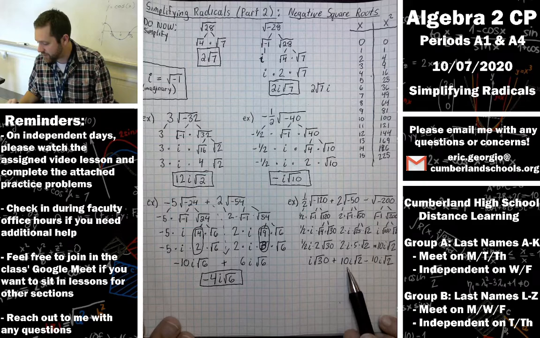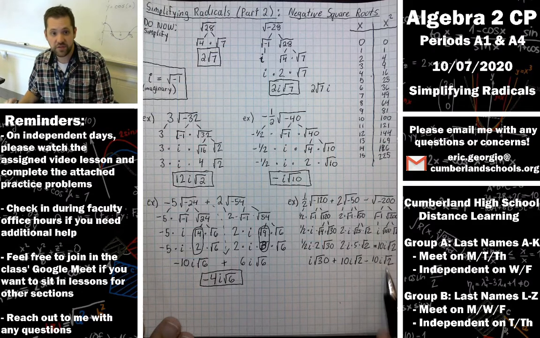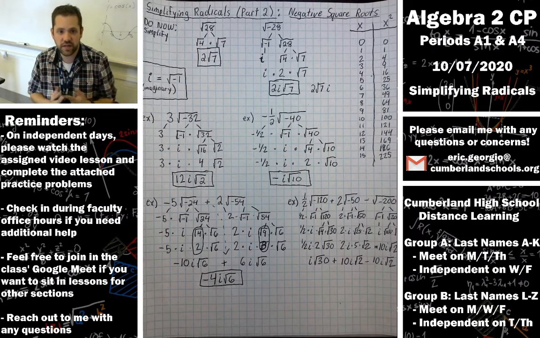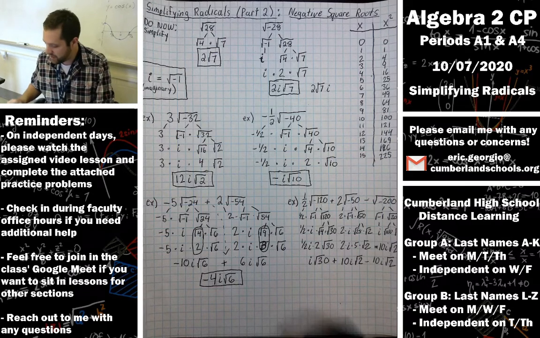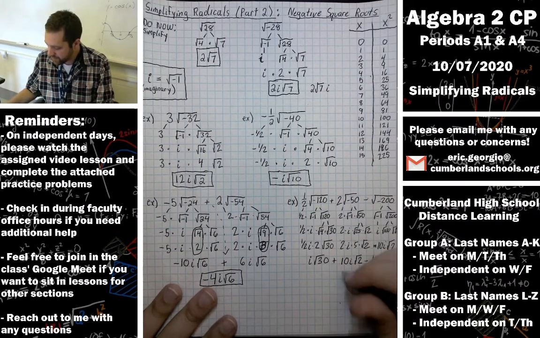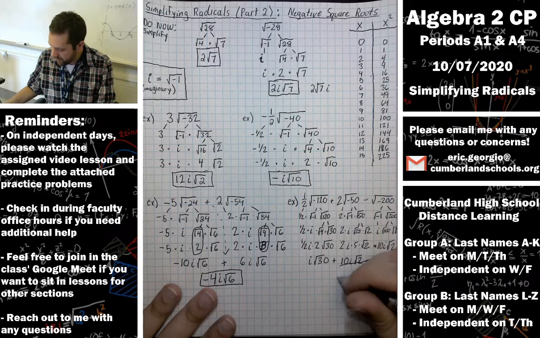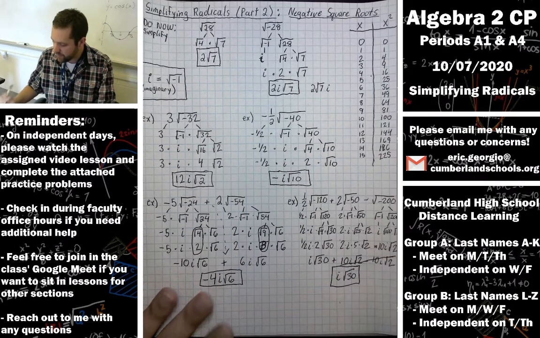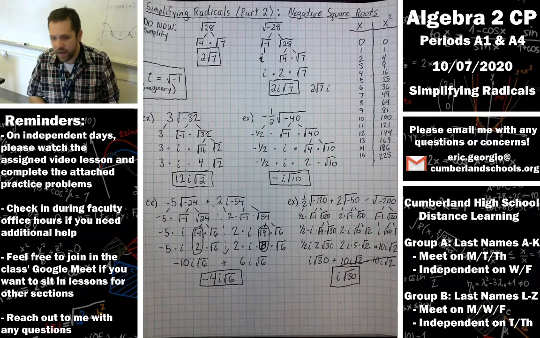And 10i square root of 2 minus 10i square root of 2 is just going to go away, right? Those terms are going to cancel out. That's 0. Any number subtracted by itself is 0. And so we're just left with i square root of 30. And by the way, i square root of 30 would not have been able to combine with those anyway, so that's that.